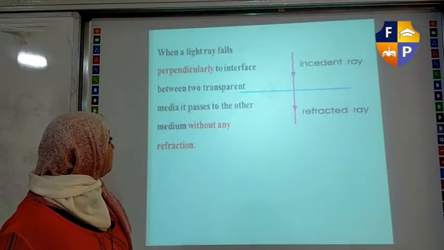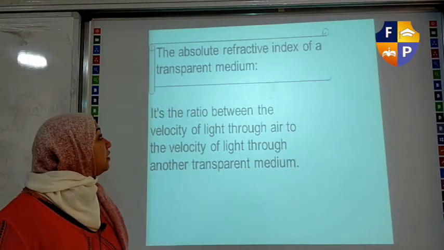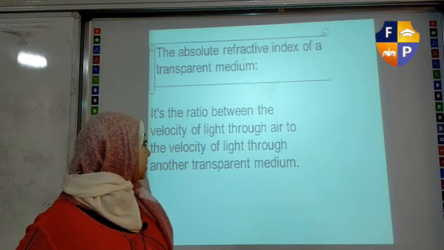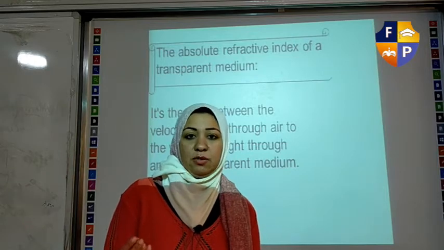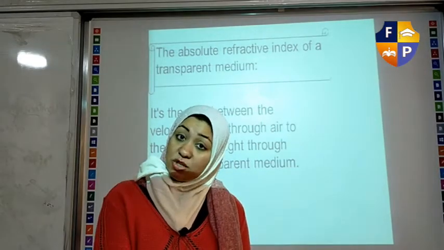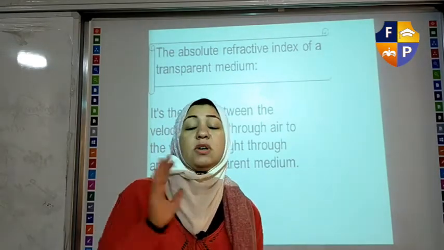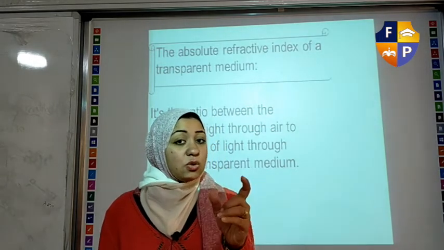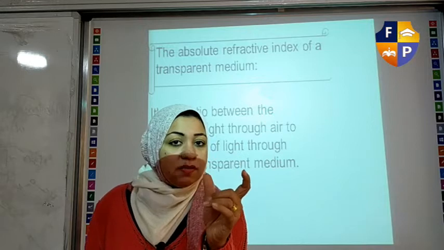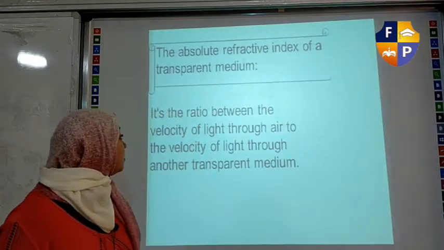Let's continue. The absolute refractive index of the transparent medium. What is the absolute refractive index? It is the rule which can calculate the speed of the light waves in one transparent medium relative to the speed of the light waves in another transparent medium. This is called the absolute refractive index of the transparent medium.